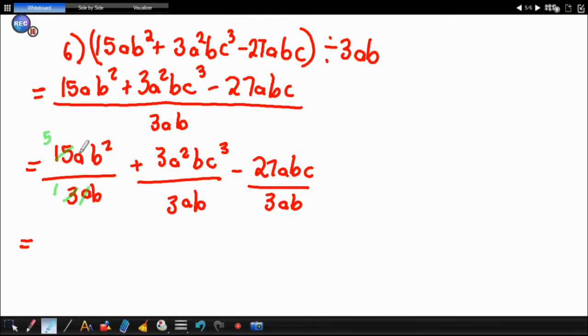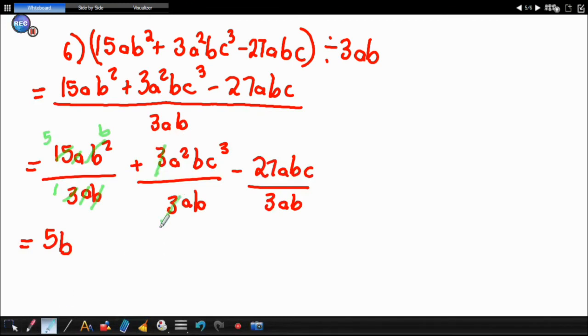Okay, and then the A and the A cancel, and then the B cancels, and you're left with just one B. So what do we have left here? We're only left with 5B. Then again, we come here, and I'm going to use my highlighter again.